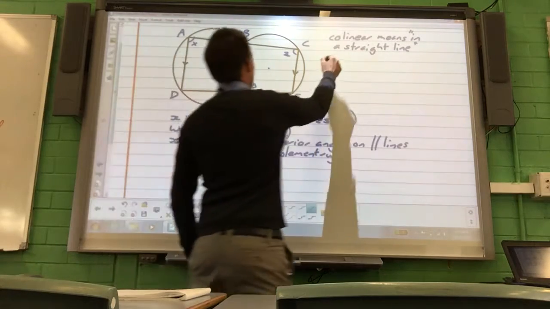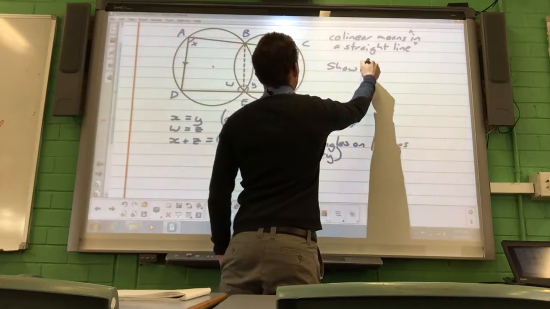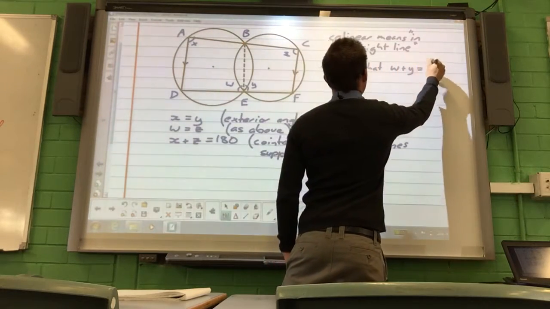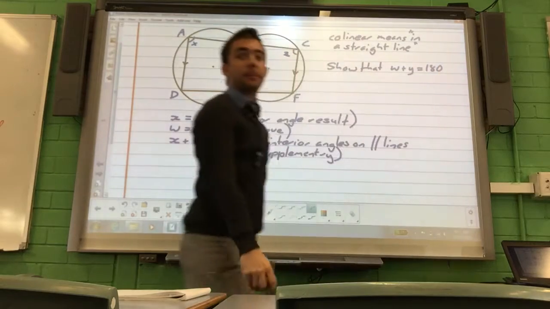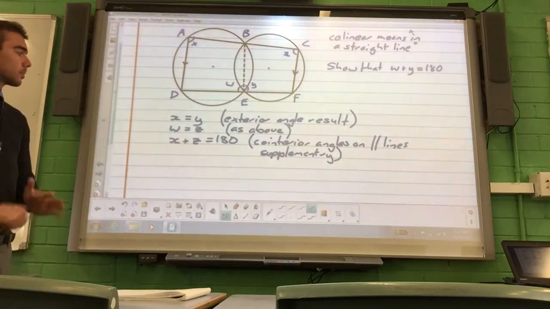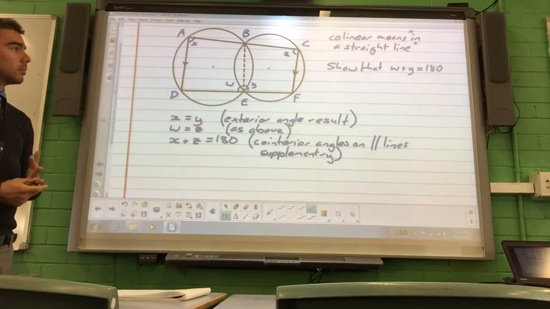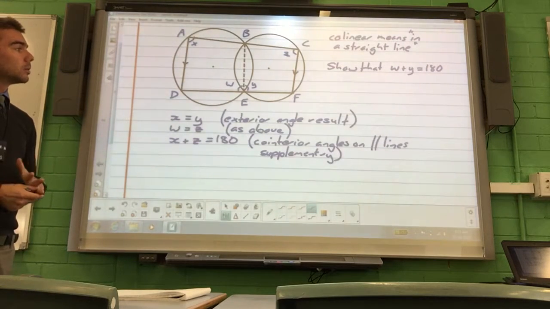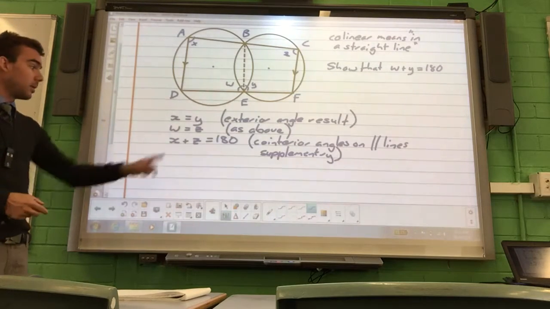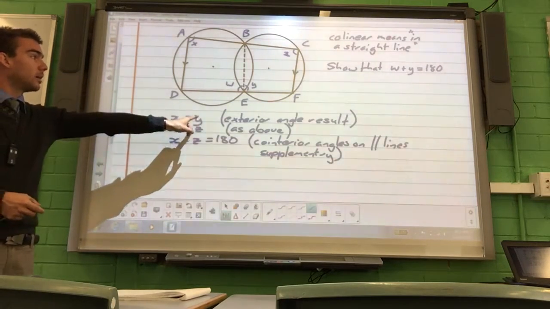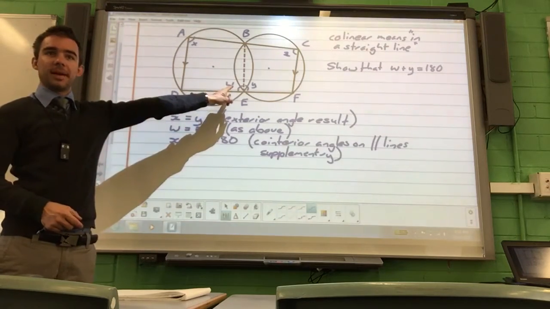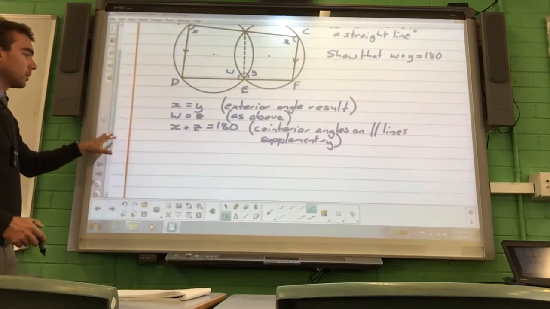Probably should have said at the start, we need to show that W plus Y is equal to 180. Okay, so that's what we're getting at. So do I have enough there to be able to finish the proof? Okay, because x is the same as y and z is the same as w. So now I have enough to state the proof.